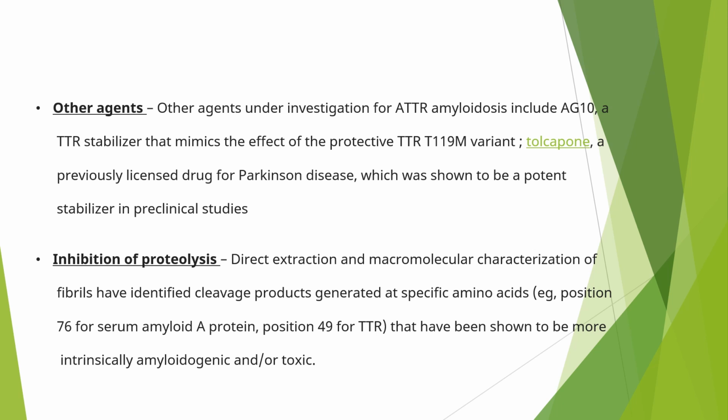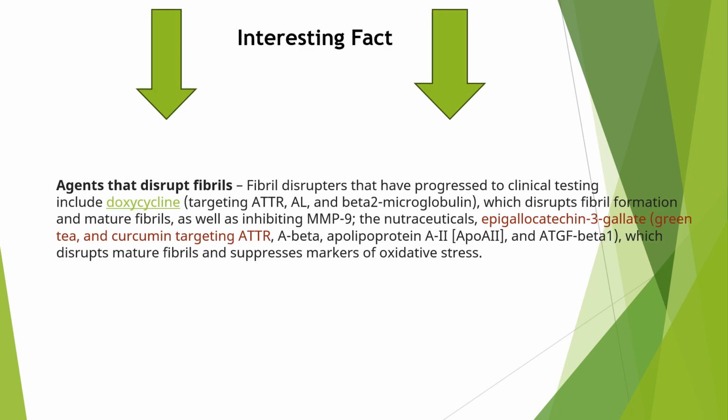And apart from that, inhibition of proteolysis is another approach. Direct extraction and macromolecule characterization of fibrils have identified cleavage at specific amino acids, and this has been shown to be more intrinsically amyloidogenic and toxic. So we're using drugs which lead to the inhibition of proteolysis. And there's another interesting fact, that there are certain agents that have been found that disrupt the fibrils. One of them is doxycycline, an antibiotic which disrupts fibril formation and mature fibrils, as well as inhibits MMP9.